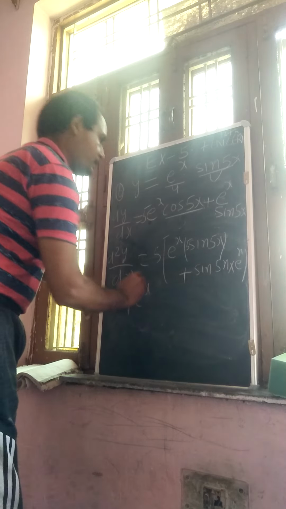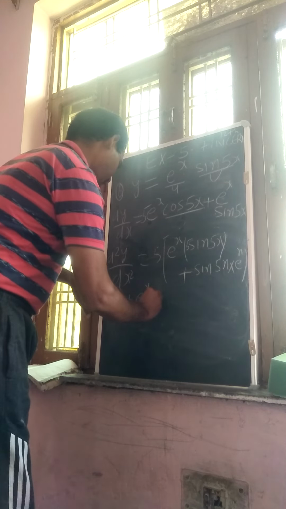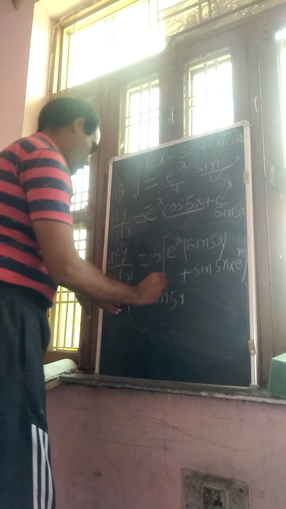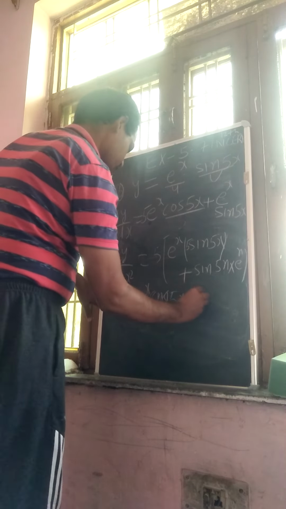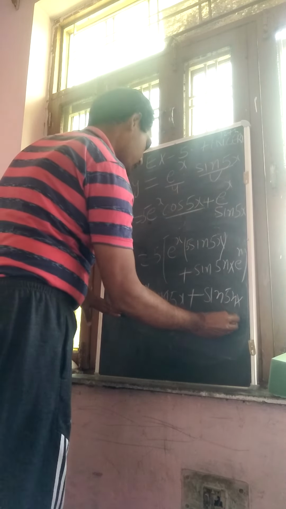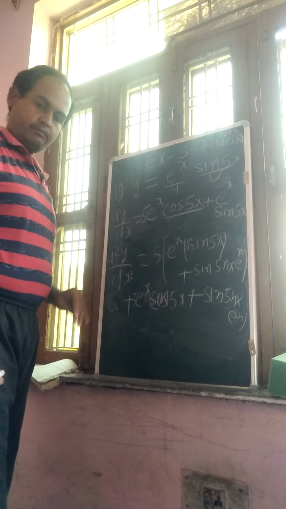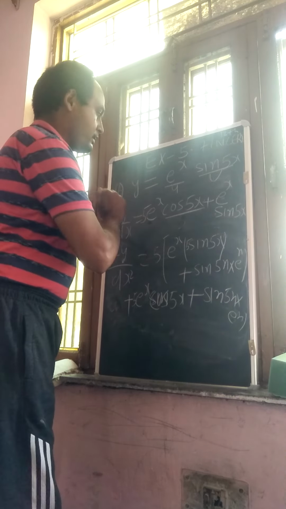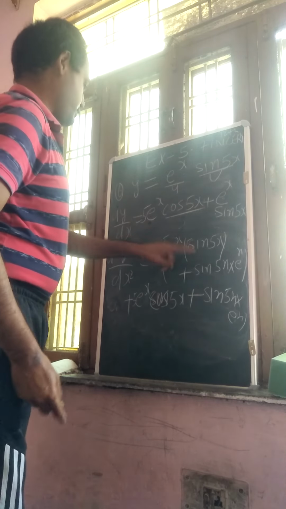First is e to the power x and sin 5x, 5 is here, so this is cos plus sin 5x into e to the power x. We have four terms. First of all, we have to explain y equal to e to the power x sin 5x. So dy by dx equal to 5 e to the power x cos 5x plus e to the power x sin 5x. We have also product of two functions. So this gives two terms.